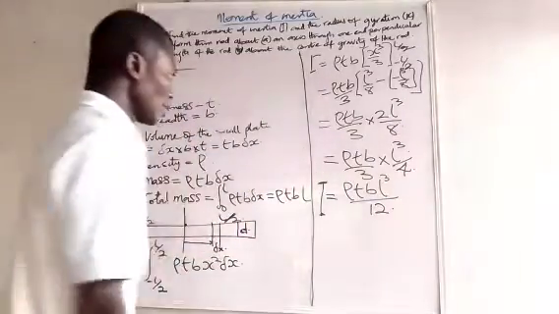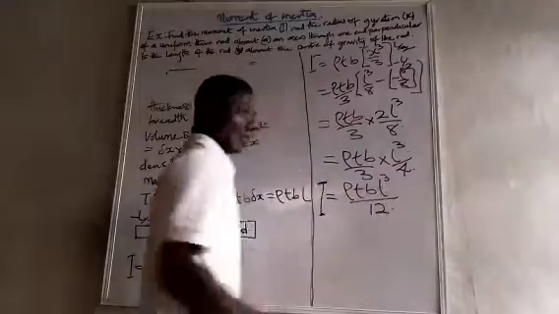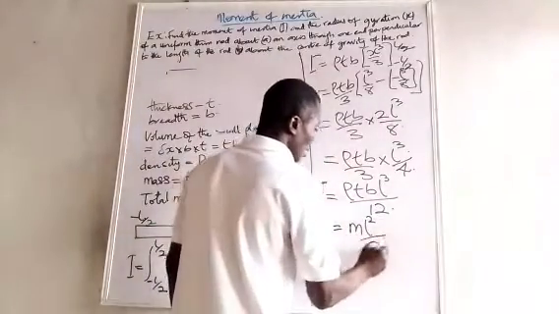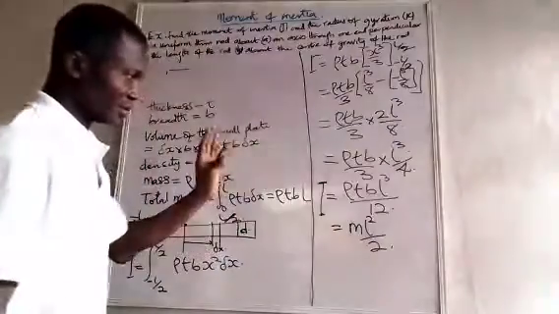And we made an observation before that rho C B L is the mass. So we can have it as M L squared over 12. So we have gotten that one straight.